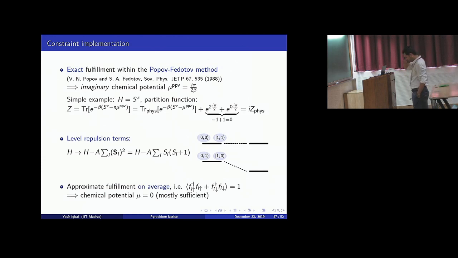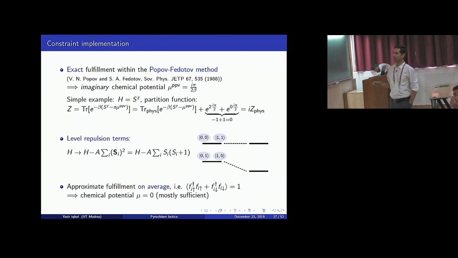Since we are working with pseudofermions, the question would already have arisen in your minds: what happens about this constraint, about the artificial enlargement of the Hilbert space? What you can do is go back to the physical Hilbert space of the Heisenberg model by enforcing this constraint via the Popov-Fedotov method, which is basically a smart way of canceling out the contributions of the unphysical states in the partition sum by introducing an imaginary chemical potential at every site.